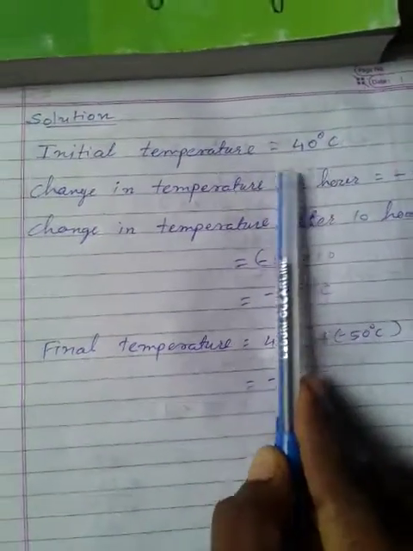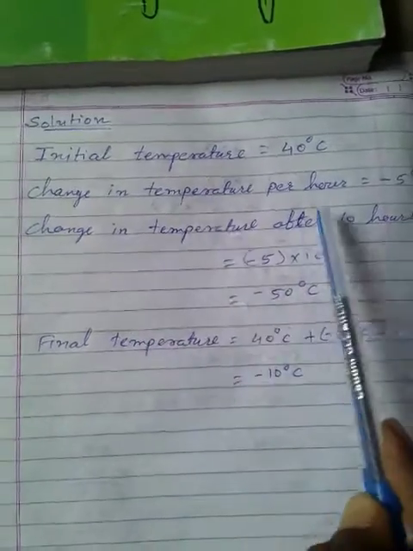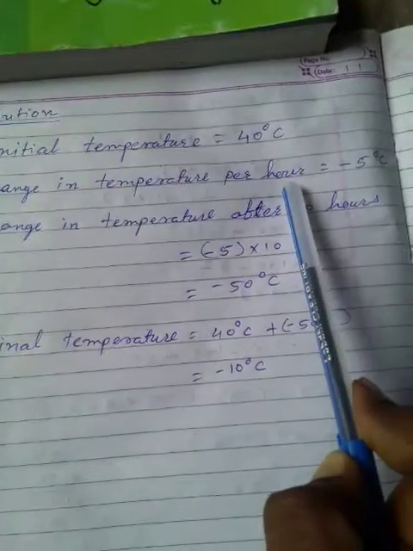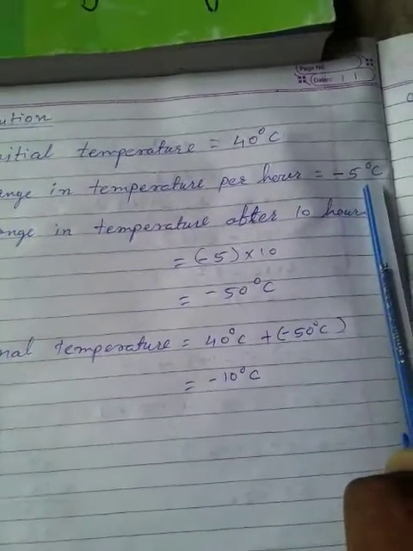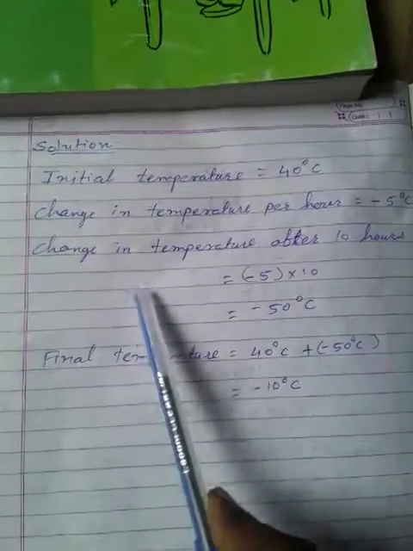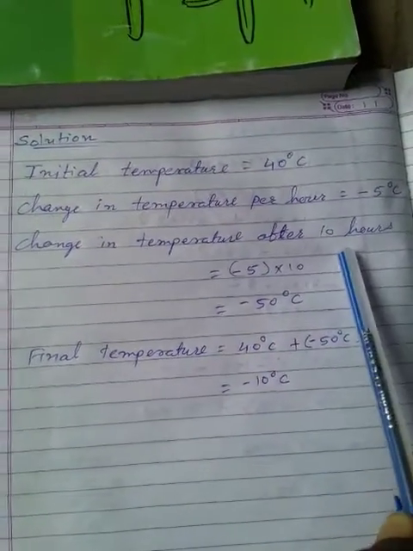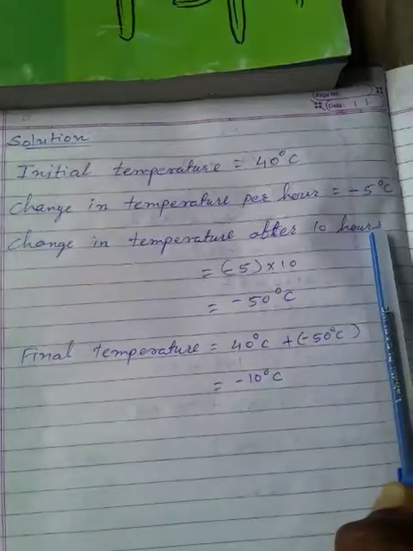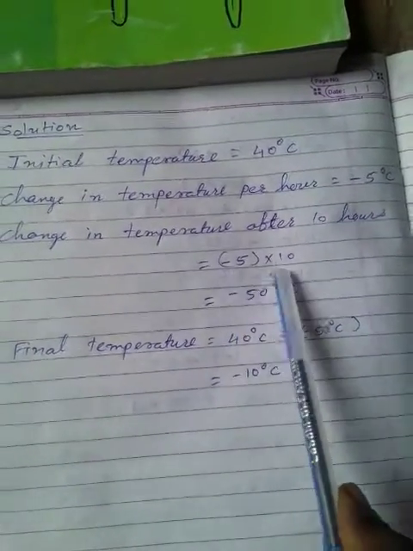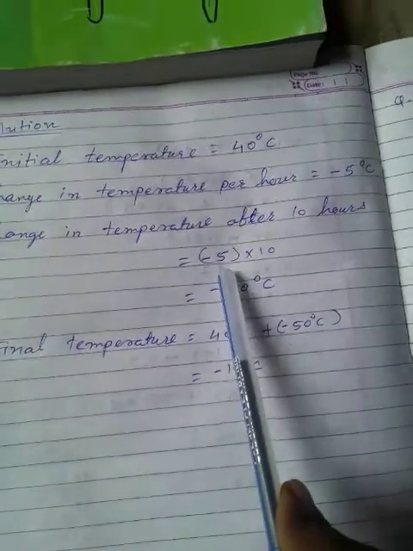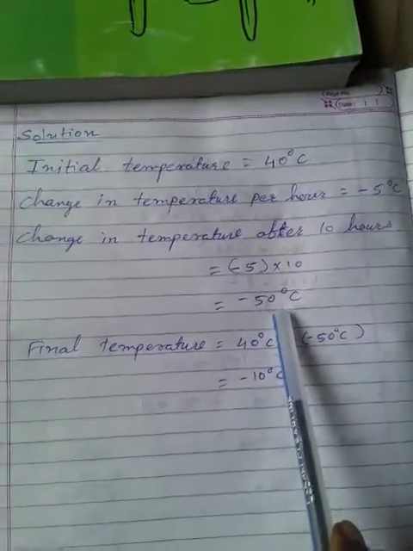40 degrees Celsius. Okay, now change in temperature per hour. Okay, per hour how much change? Minus 5 degrees Celsius. So change in temperature after 10 hours, we have to find out after 10 hours. So minus 5 multiply 10, so 5 tens are 50, so minus 50 degrees Celsius.